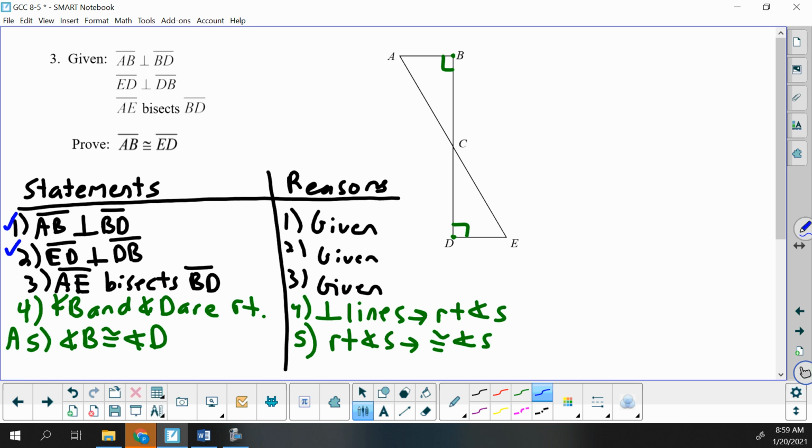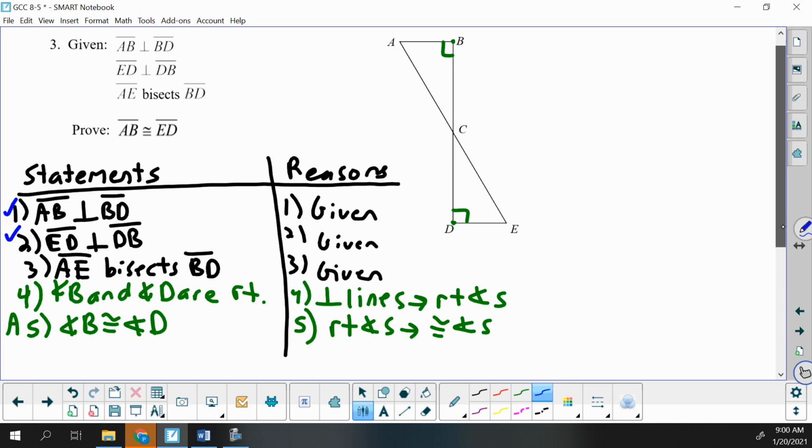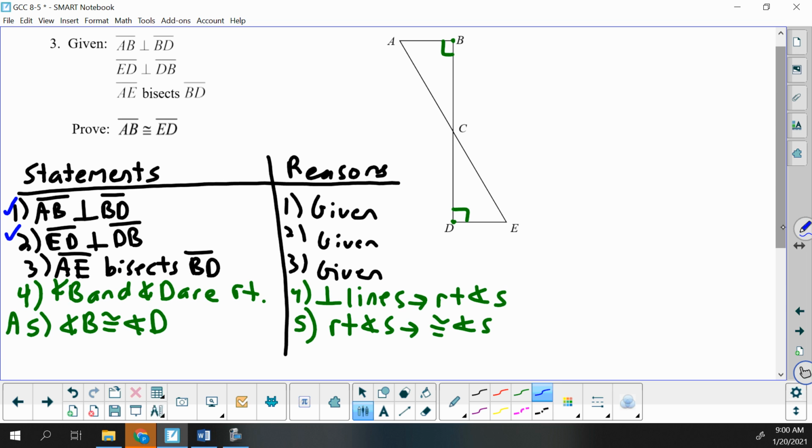Let's go to our third given. We've got the word bisects. So that means it's either segment bisector or angle bisector. Look after the word bisects, and we have a segment, so that tells us it must be our segment bisector reason. So we should automatically know by this point that segment bisector implies midpoint.